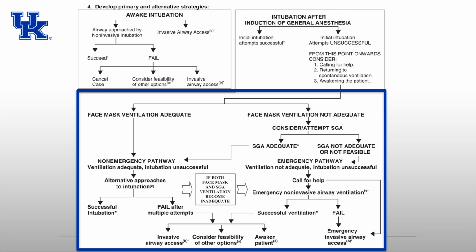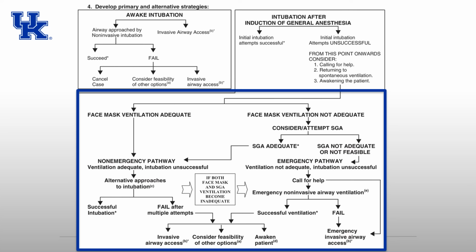This got moved up from the 2003 to the 2013 iteration of the difficult airway algorithm. So if you're unable to mask a patient, you pretty much immediately go to a supraglottic airway or attempt a supraglottic airway. And hopefully, again, we're able to get some sort of LMA in and able to ventilate the patient this way. And then we can start considering what's the best way going forward. Are we going to use an intubating LMA? What other tools are we going to use in order to establish this airway?